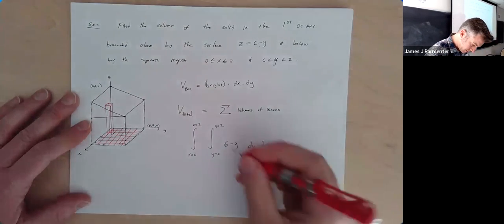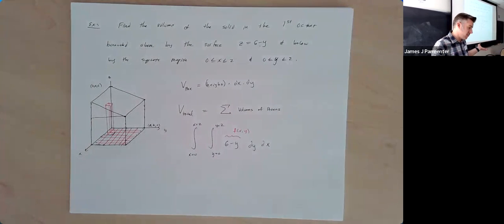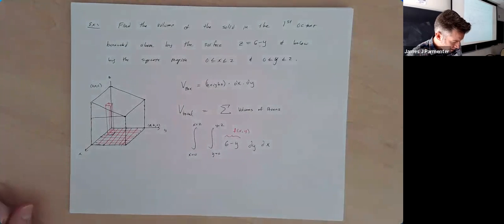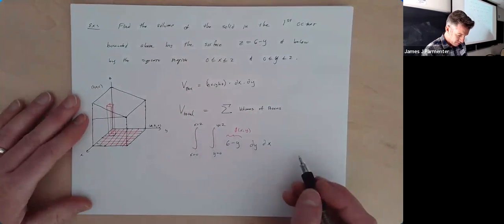That's my function of x and y. There's no x specifically this time, but that's what we've got. So that will give us the volume of this shape. Well, we can do that.